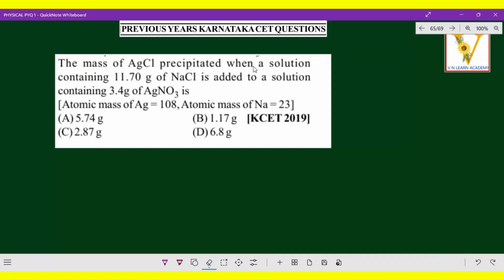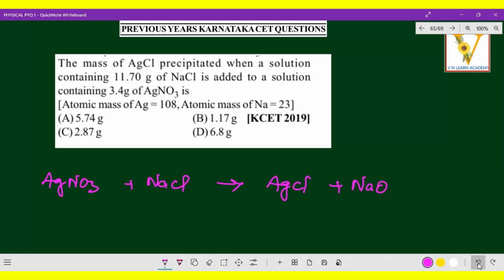Chloride precipitate when a solution containing 11.70 gram of sodium chloride is added to a solution containing 3.4 gram of silver nitrate. This is very simple only. Right, come on, let us write the equation so that we'll get the clarity. Here in this, the mass of silver chloride is a product. Okay, silver nitrate AgNO3 plus NaCl gives AgCl plus NaNO3, right? This is the equation.